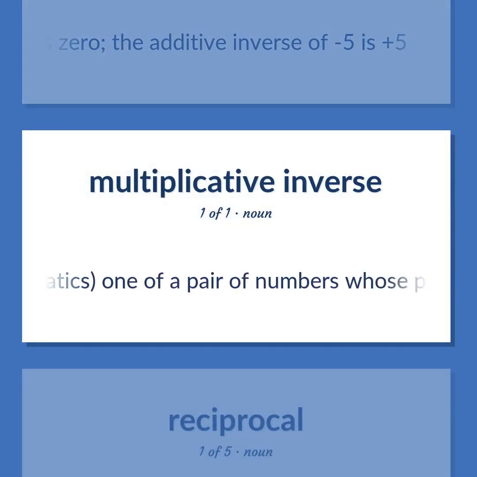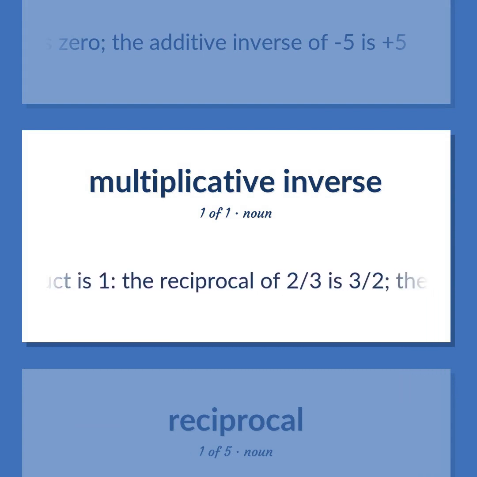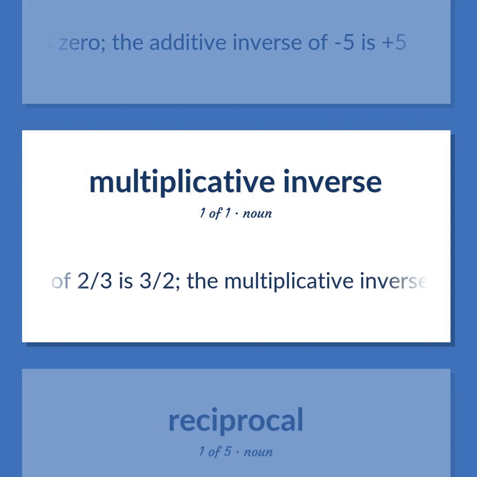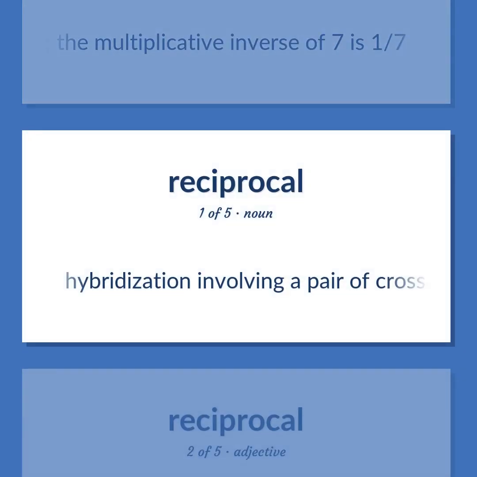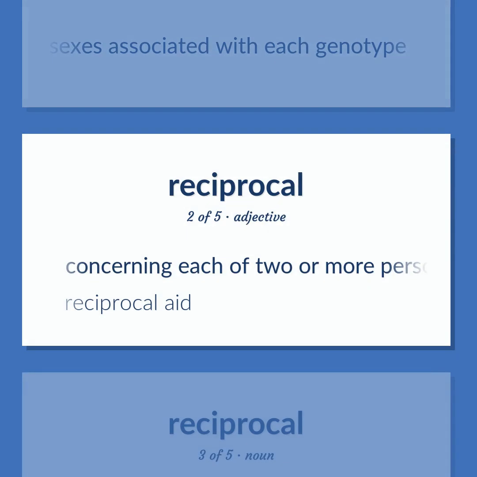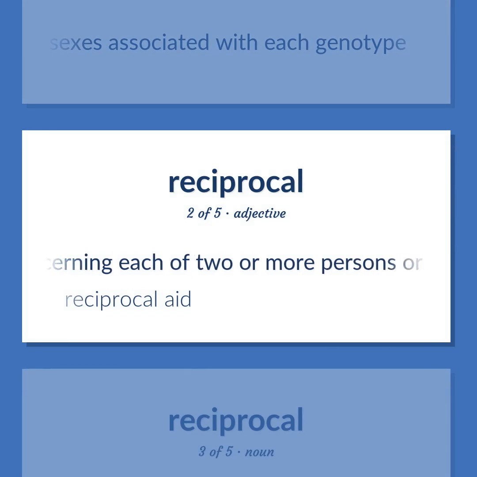Mathematics. One of a pair of numbers whose product is 1. The reciprocal of 2/3 is 3/2. The multiplicative inverse of 7 is 1/7. Hybridization involving a pair of crosses that reverse the sexes associated with each genotype. Concerning each of two or more persons or things, especially given or done in return. Reciprocal aid.